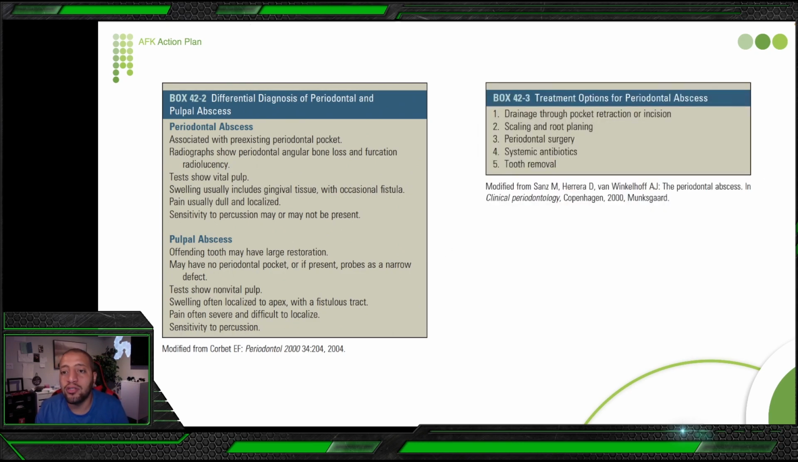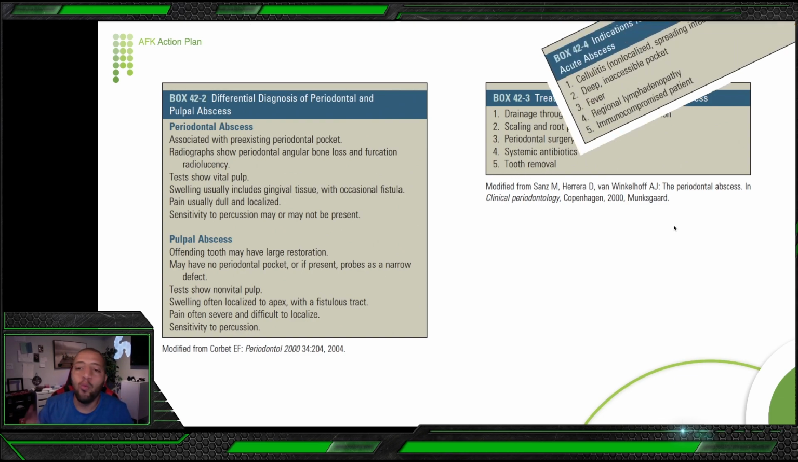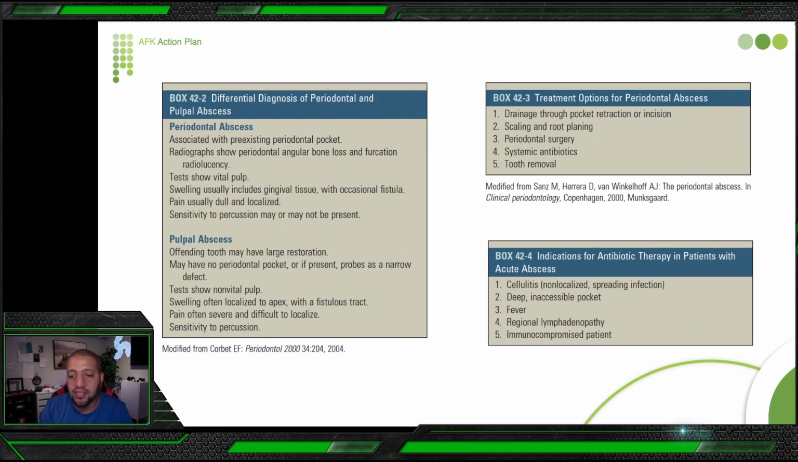How are we going to treat it? Drainage through the pocket, retraction or incision. So we are going to do scaling and root planing for the patient, and maybe we are going to incise this swelling. Might need periodontal surgery, systemic antibiotic and tooth removal. And we give systemic antibiotics only with cellulitis, deep inaccessible pocket, fever, lymphadenopathy, or an immunocompromised patient.